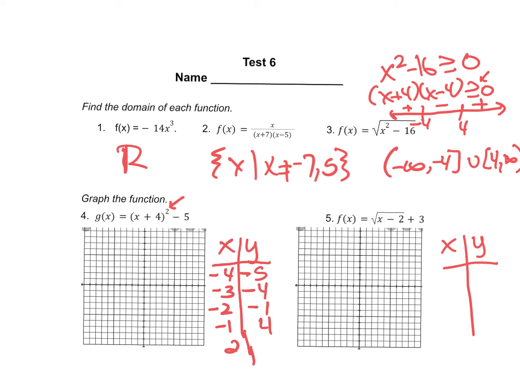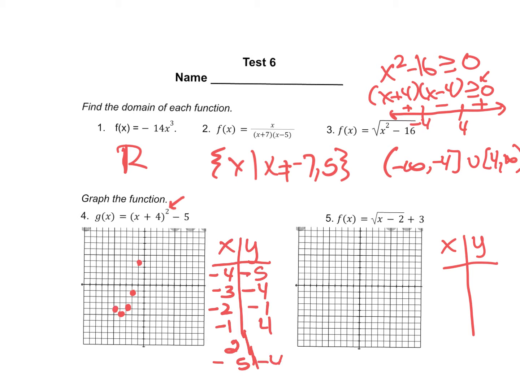Let's plot these real quick. Negative 4, negative 5, right there. Negative 3, negative 4, right there. Negative 2, negative 1. Negative 1, 4. Probably ought to go a little bit past negative 4. Let me do a couple more. Let's go to negative 5. Negative 5 plus 4 is negative 1 squared is 1. Minus 5 is negative 4. So negative 5 is also negative 4, which is going to be right there.